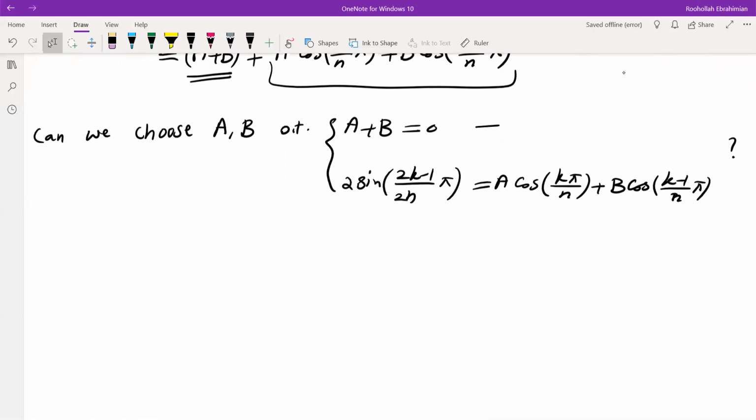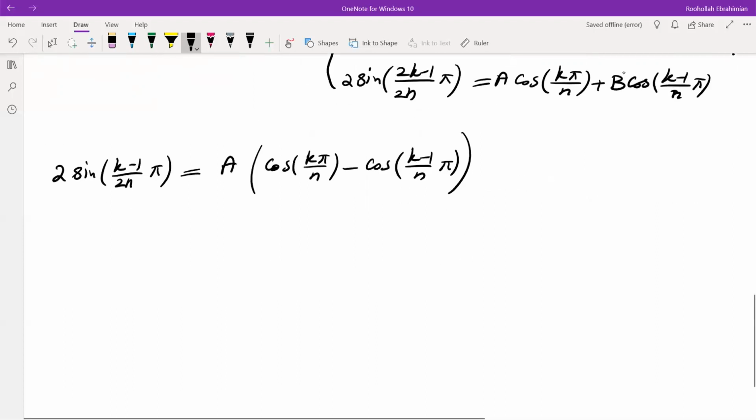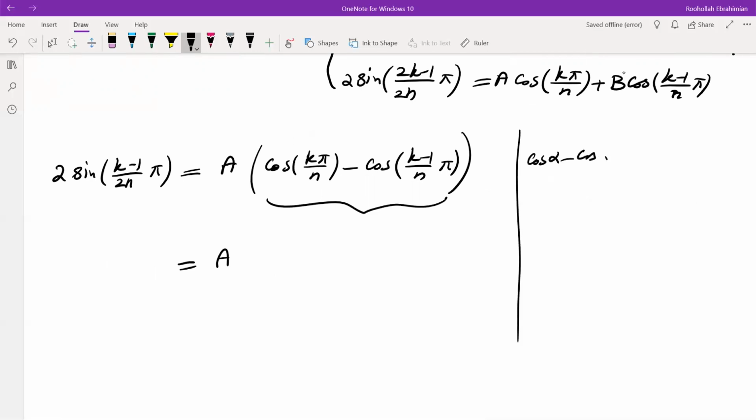So this gives you b equals negative a. And if you plug it into the bottom one, you get 2 sine of (k minus 1)/(2n) pi equals, since b is negative a, you can factor out a: cosine of k pi/n minus cosine of (k minus 1)pi/n. So this one I'm going to turn into a product. I'm doing the difference to product. The identity I'm using is cosine of alpha minus cosine of beta is 2, so when you subtract two cosines, you get twice the product of sines: sine of (beta minus alpha)/2 times sine of the average.